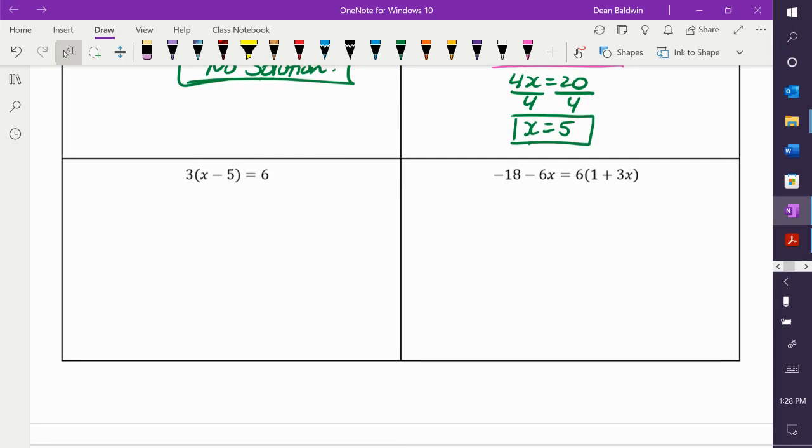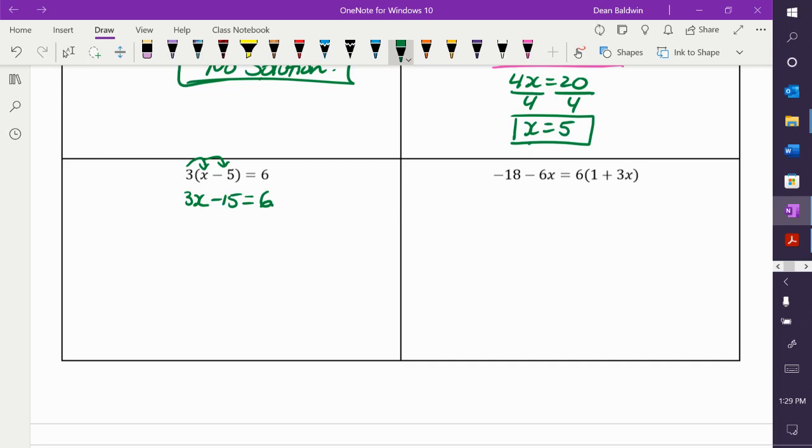Okay. 3 times x minus 5 is equal to 6. Are there brackets? Yes. What do we do to get rid of the brackets? Distributive property. Okay, so what does that mean? We have to times the x and the -5 by 3. Perfect. So what's 3 times x? 3x. What's 3 times -5? -15. Thank you.